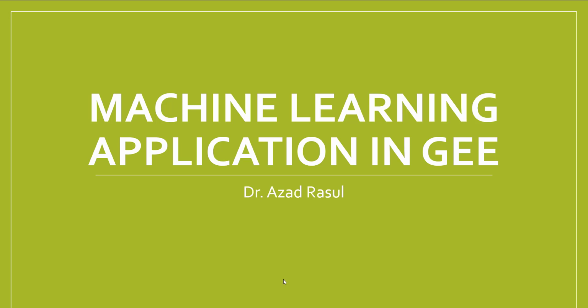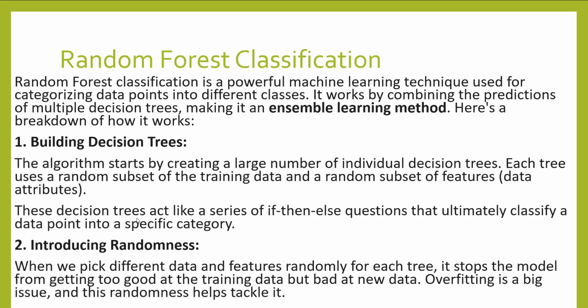Making predictions. Once we have built all the decision trees, a new data point goes through each tree. Each tree then makes its own prediction about which class that data point belongs to. Finally, the most common prediction among all trees becomes the final classification for the new data point.